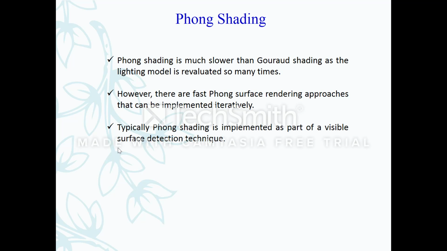Definitely there should be some trade-off between Phong shading and Gouraud shading. We accept that Phong shading is better than Gouraud shading, but it comes with some trade-offs. It is much slower than Gouraud shading, and the implementation cost is very high in Phong shading. However, there are fast Phong surface rendering approaches that can be implemented iteratively. Typically, Phong shading is implemented as a part of a visible surface detection technique.